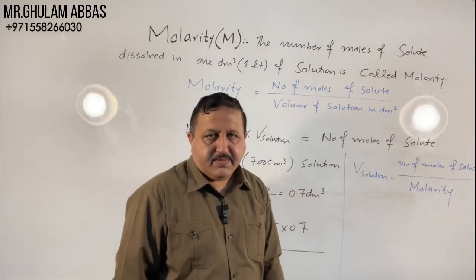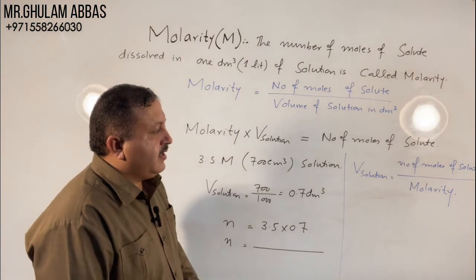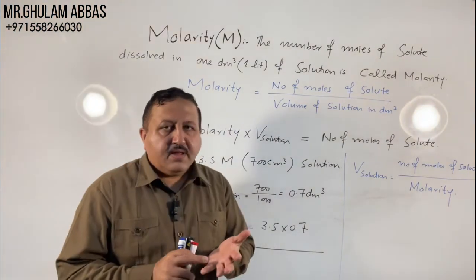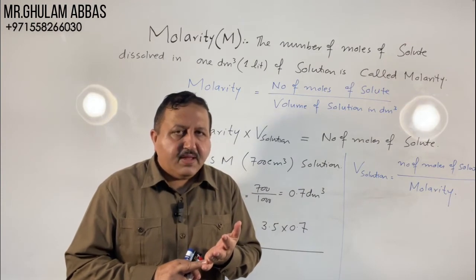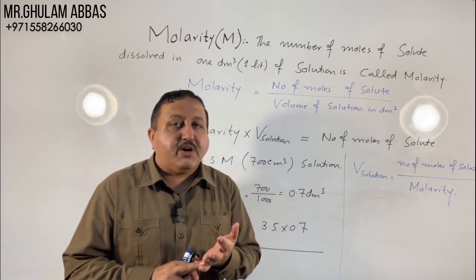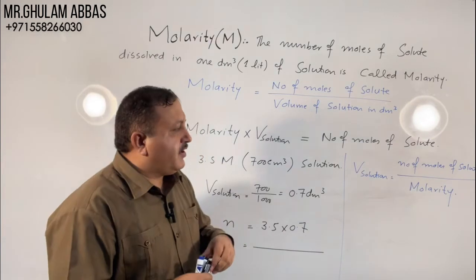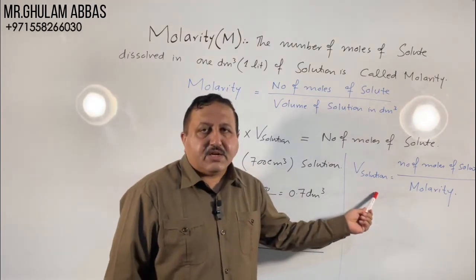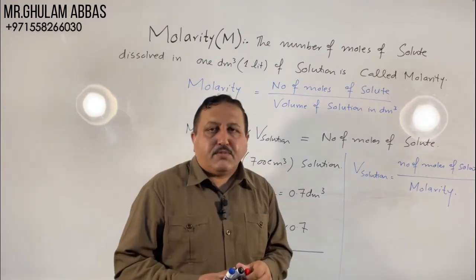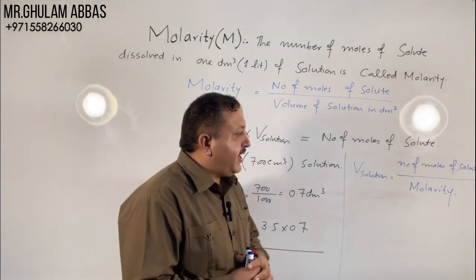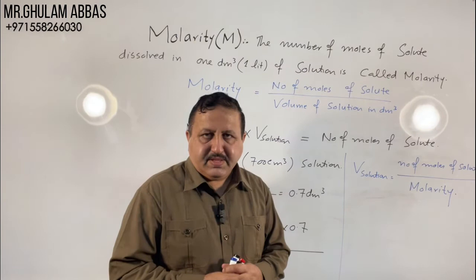molarity. For example, if the number of moles of solute is 4.5 and the molarity of solution is 0.1, simply we will put the values in this equation. Volume of solution is equal to number of moles of solute divided by molarity.